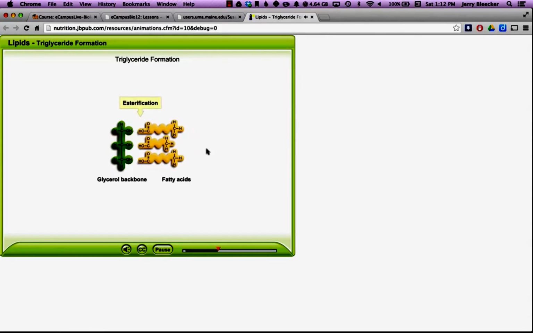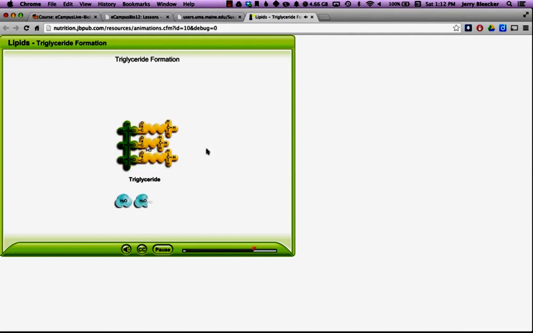As they come together, this is called esterification. It's when the hydroxyl group of the glycerol binds with the carboxyl group of each adjacent or nearby fatty acid. Now, if you look at the blue highlighting, what you get is the formation of water molecules, specifically 3, and that is enough to form 3 esters.